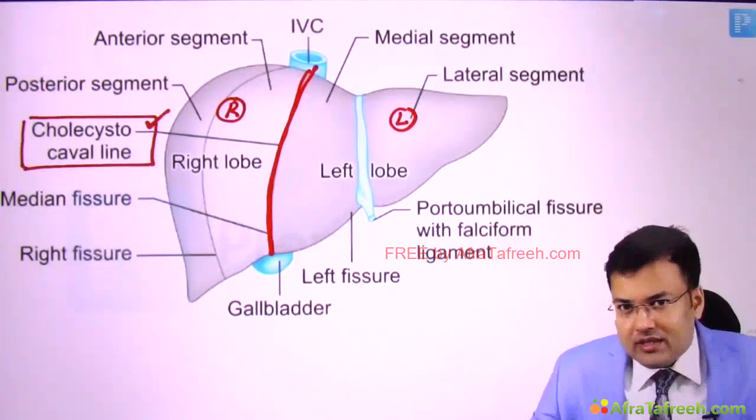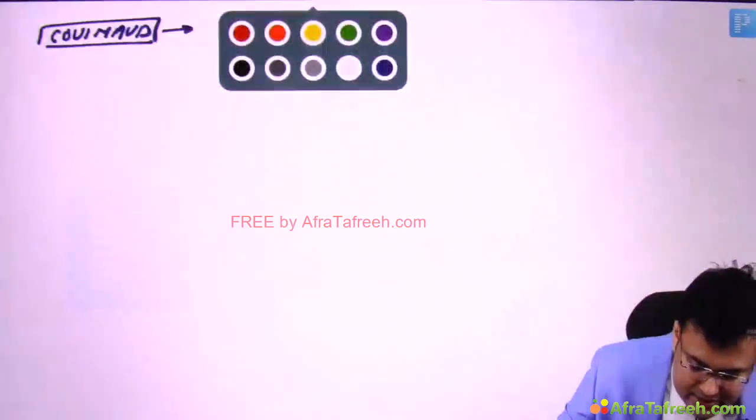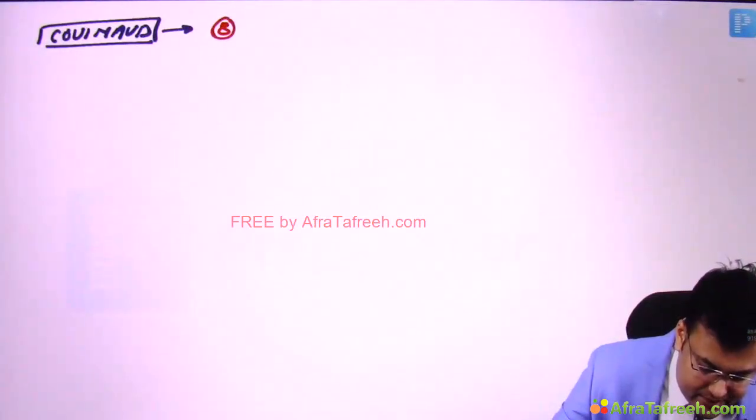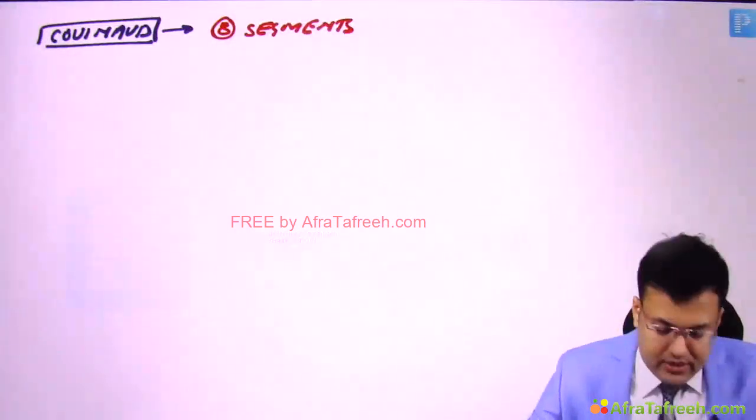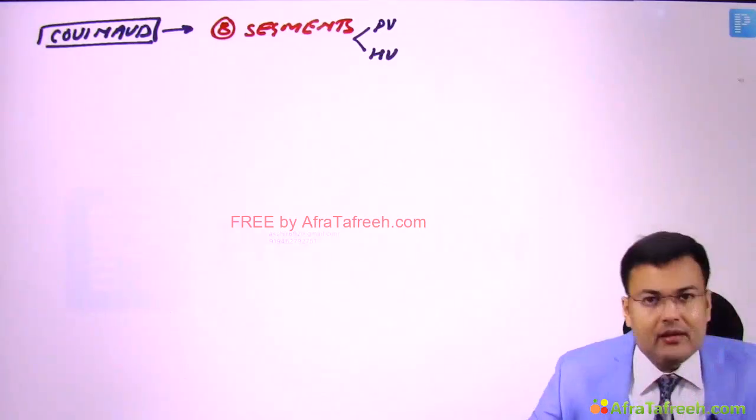Now we are going to discuss in detail the Couinaud liver segments. So we discussed Couinaud divided the liver into 8 segments on the basis of 2 structures. And what are those 2 structures? Yes, it's the portal vein and hepatic vein, right?